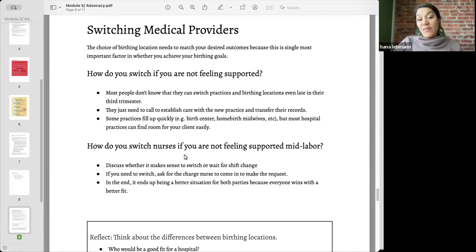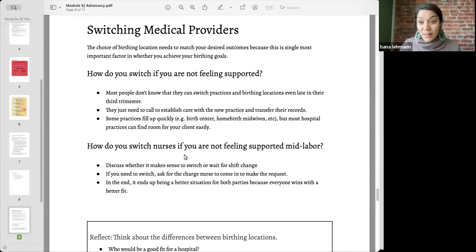So you can switch if you're not feeling supported at your location. Most people don't know that they can switch practices and birthing locations even late into their third trimester. I had someone switch at 40 or 41 weeks from a hospital that they felt was not supporting their wishes to another one that was a better fit. And they ended up having a really, really beautiful birth, right? Basically, what they needed to do was call and establish care with the new practice and transfer their records over.